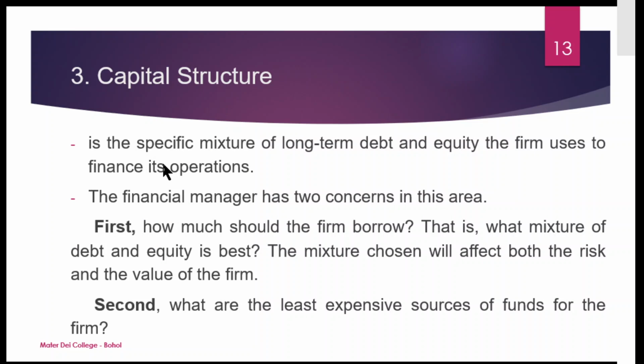Then capital structure, that's the mixture of the long-term debt and equity the firm uses to finance its operations. So you are going to ask two things in this case. How much should I borrow? What mixture of debt and equity is best? What is debt and what is equity? Debt is utang, liability. Equity is represented by shares. Then how come there is equity? Why are there shares if I'm going to borrow?